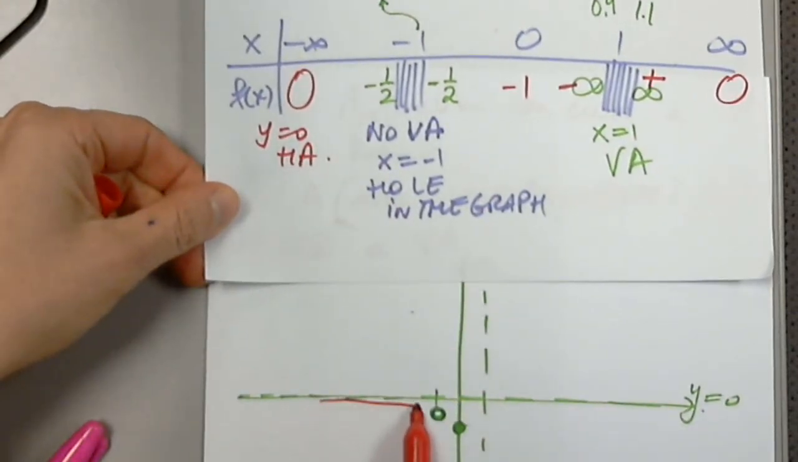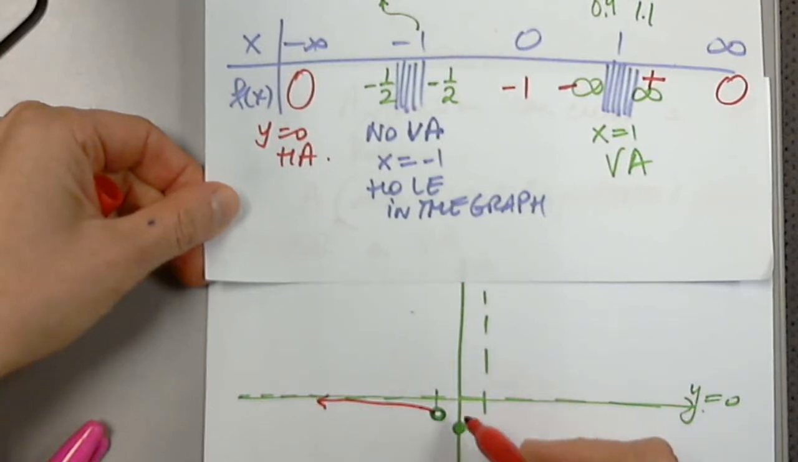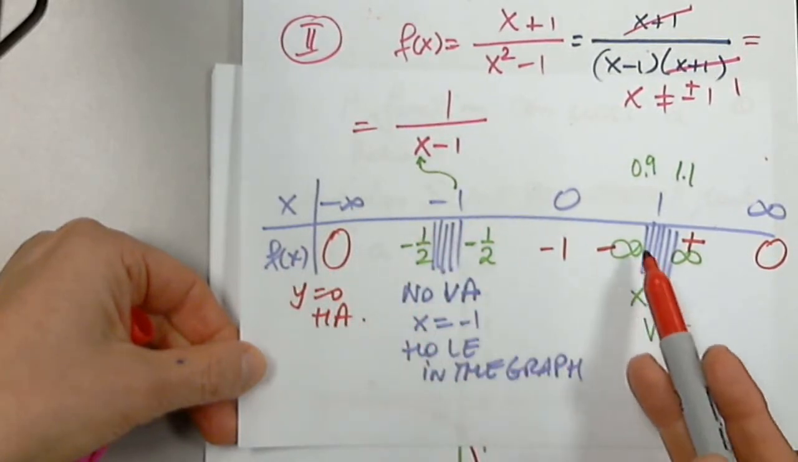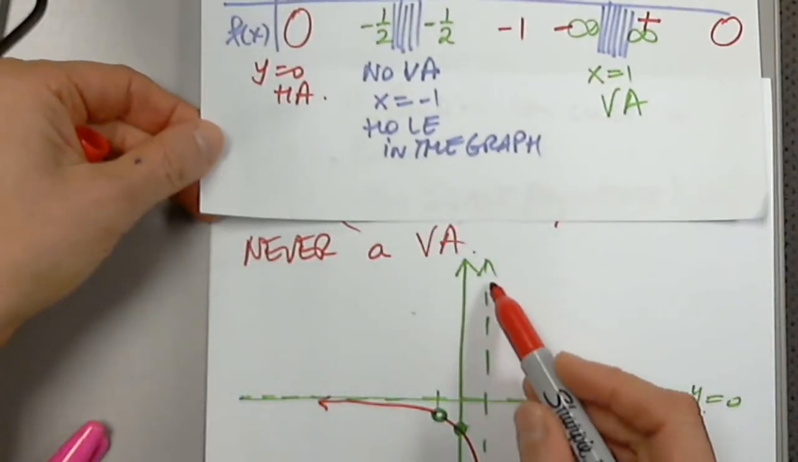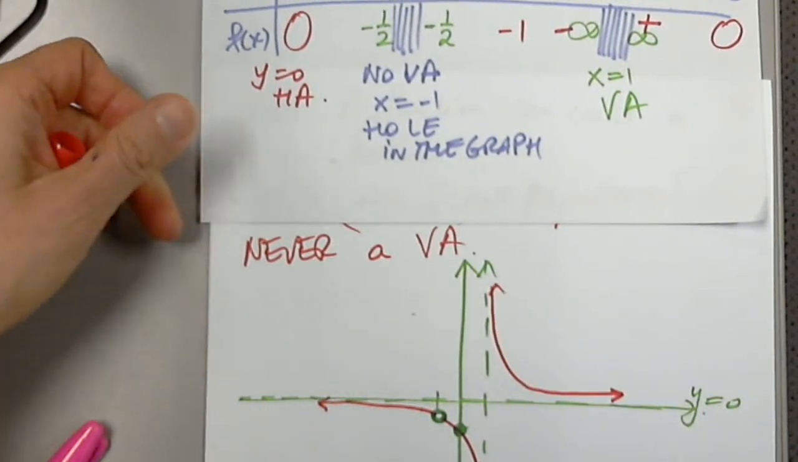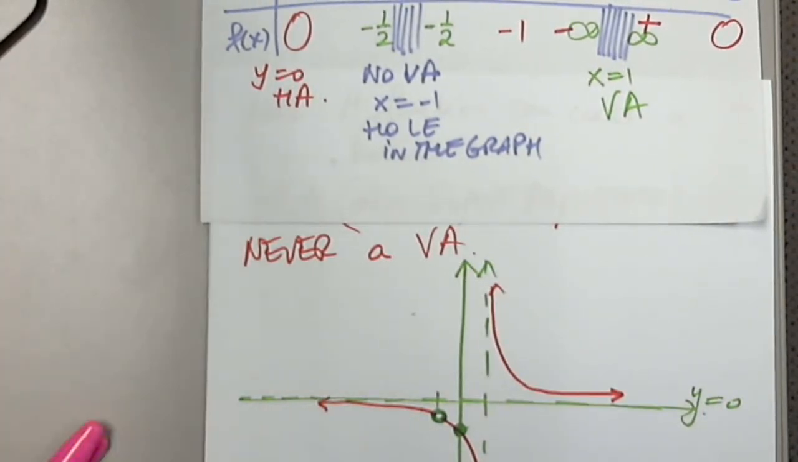So going through this point, crossing the y-axis, and then approaching -infinity. That's what I have here. On the other side of the vertical asymptote, from positive infinity, going down to 0 from above.